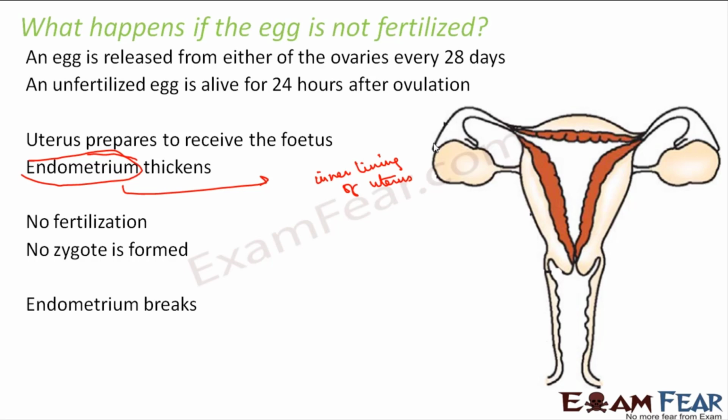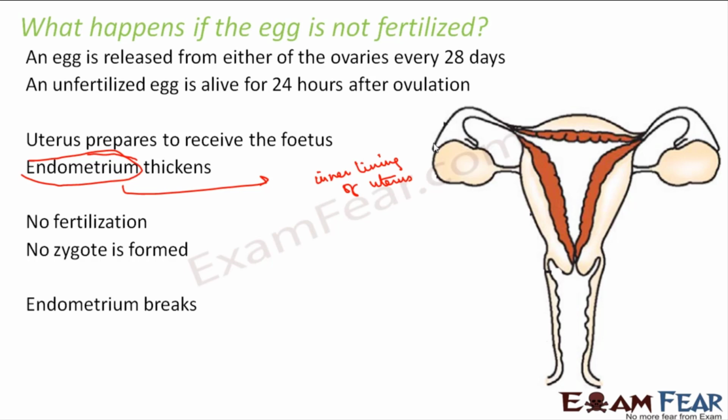So when it breaks, what happens? It was made up of blood. The thickness was due to the more supply of blood. Now when it breaks, this blood has to flow somewhere. So where will it flow? It has to go outside the body, because that blood is useless now.